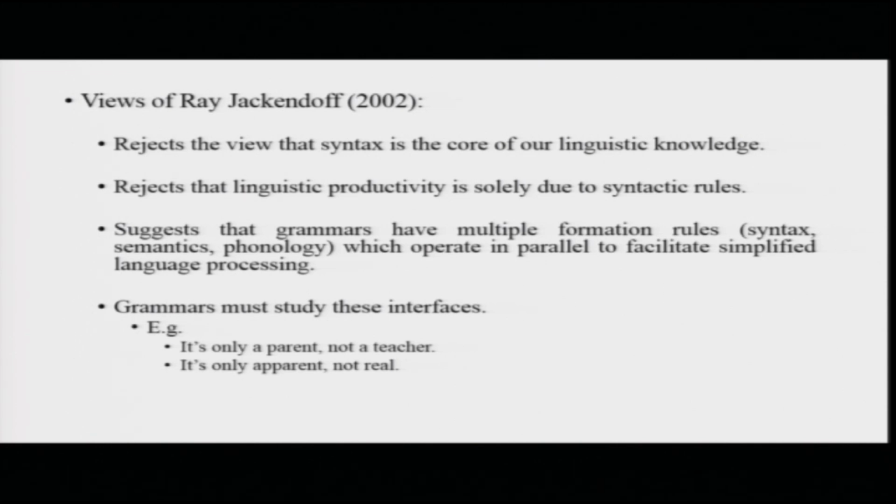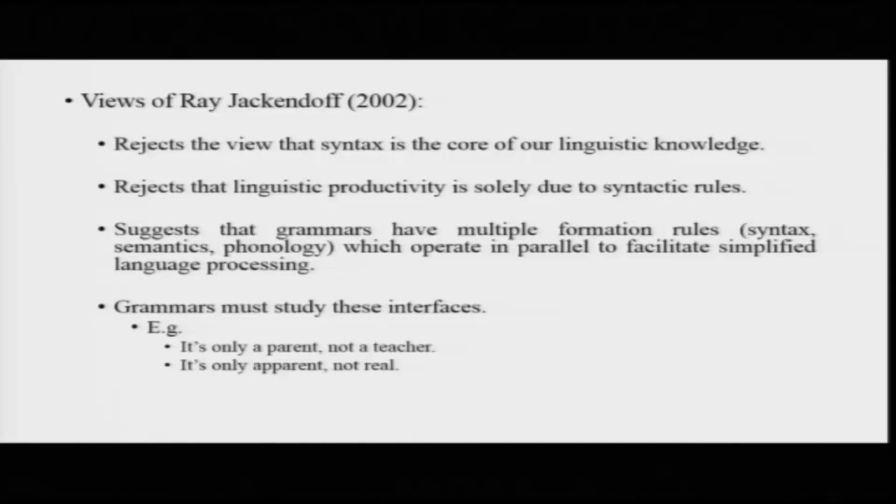He suggests that grammars have multiple formation rules which operate in parallel to facilitate simplified language processing. So it cannot be that there is a particular grammar that says rule 1, rule 2, rule 3 till rule 10, and these are the rules in this fixed order, in this non-flexible arrangement that will be applied. He says there can be multiple formational rules which people are using flexibly all the time in order to communicate with each other, in order to effortlessly produce and understand language at the same time.